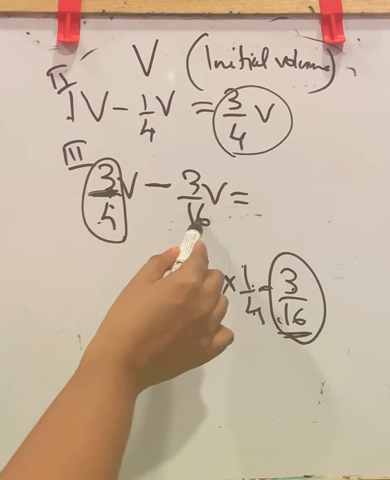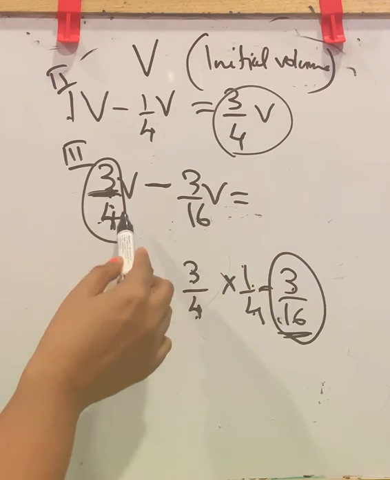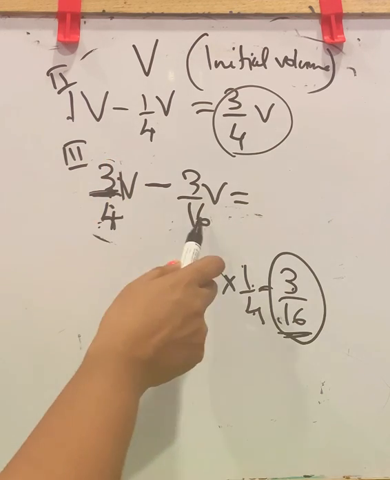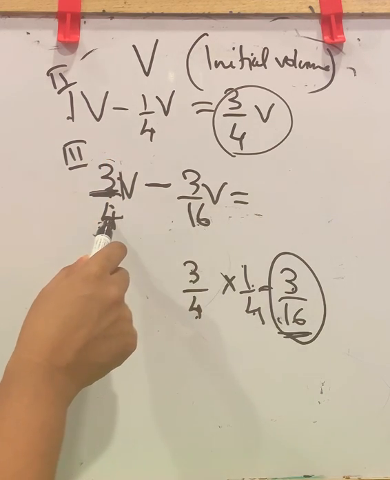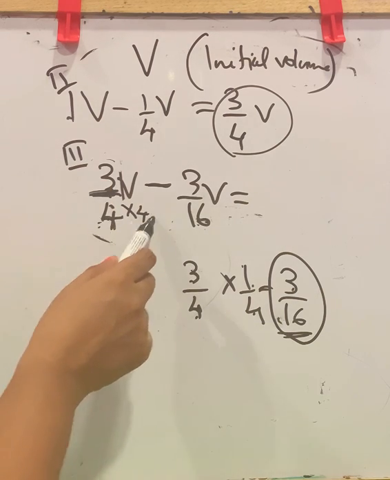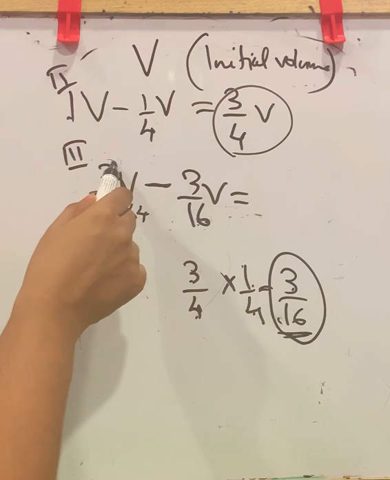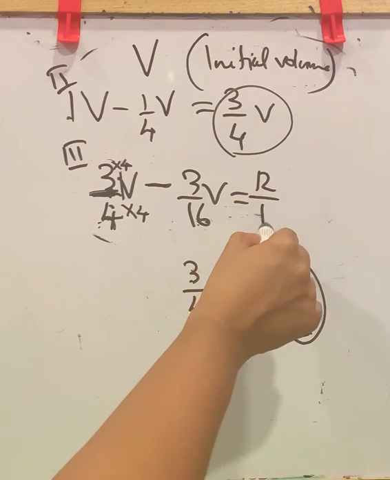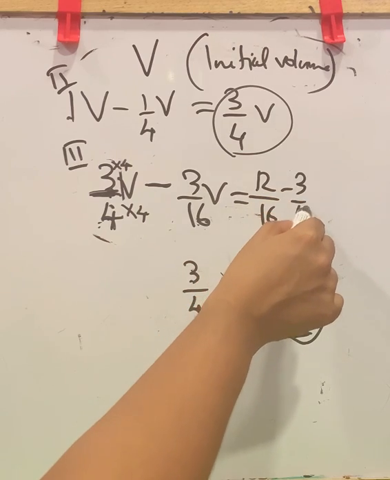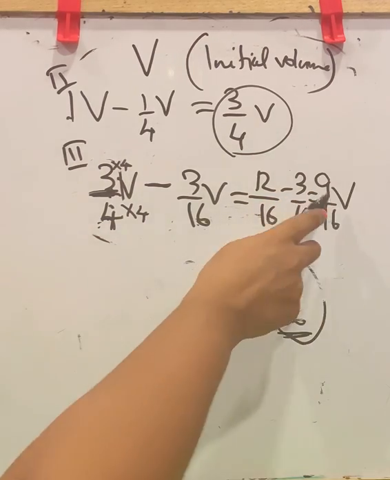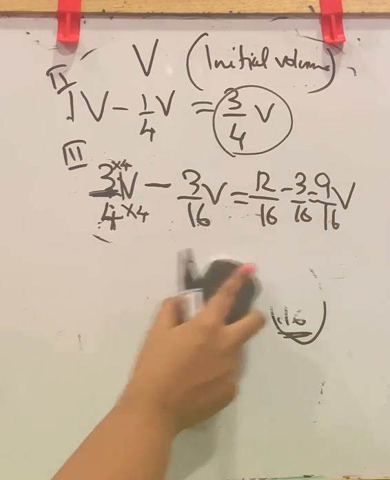This you have to find LCM. This is 4 here. So, to find LCM means we can make the denominator common. This is 16. Here you have to make it as 16. So, into 4. Whatever number you multiply with the denominator, you have to multiply with the numerator also. So, this becomes 12 by 16 minus 3 by 16. And result is 9 by 16 volume. Now, this is the next volume.